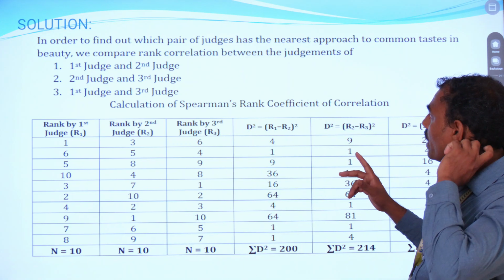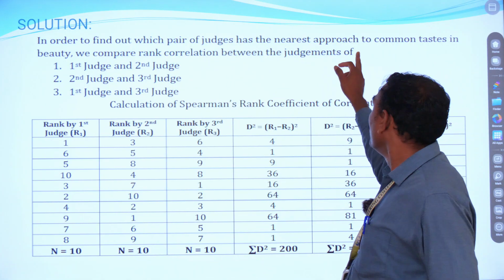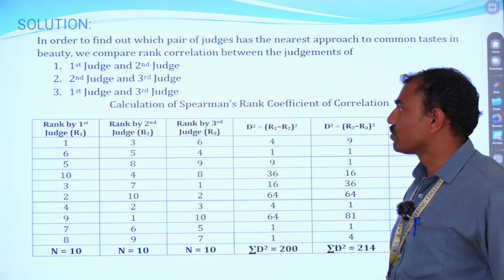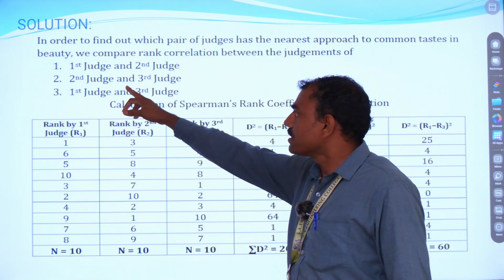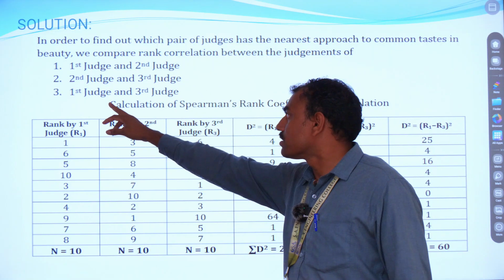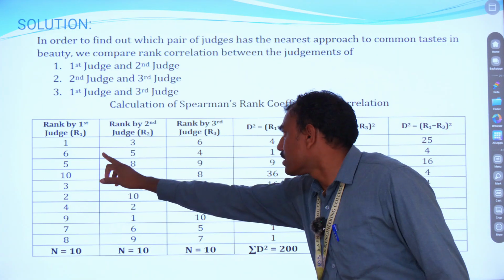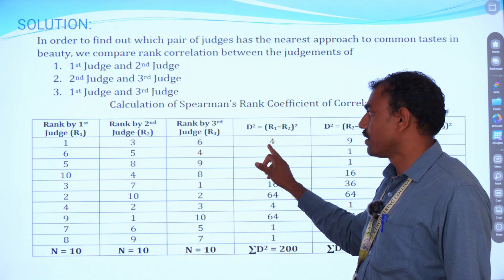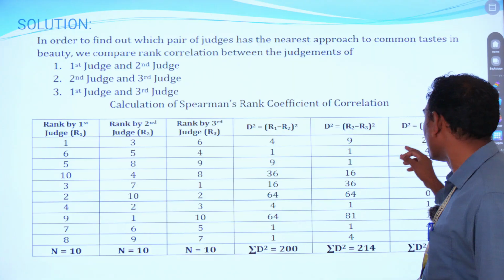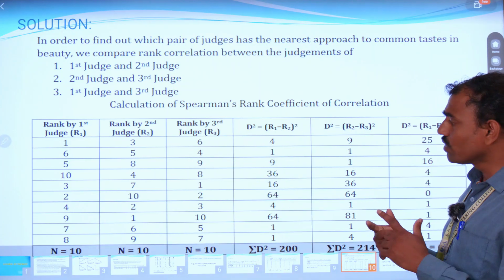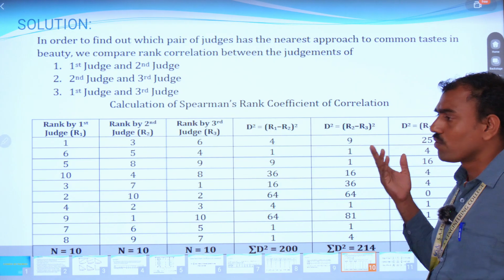Here we find out the common taste in beauty. To do so, we compare the first judge and the second judge, then the second judge and the third judge, then the first judge and the third judge. The first difference is R1 minus R2, the second difference is R2 minus R3, and the third is R1 minus R3. For the Spearman rank correlation, we need the differences of the ranks.